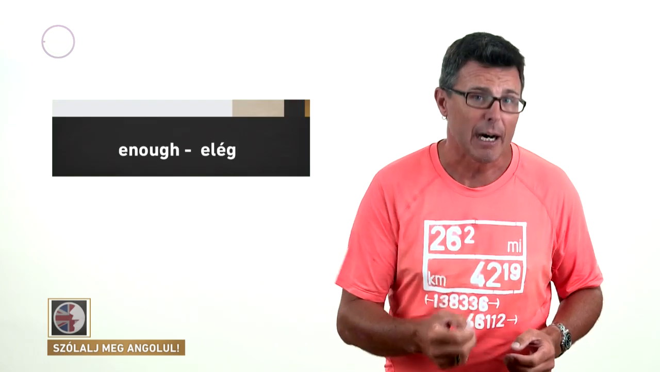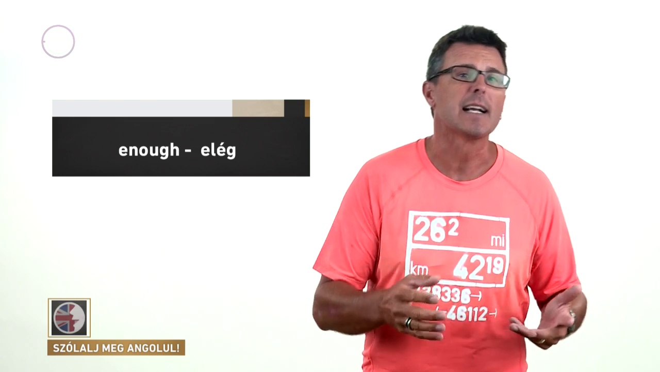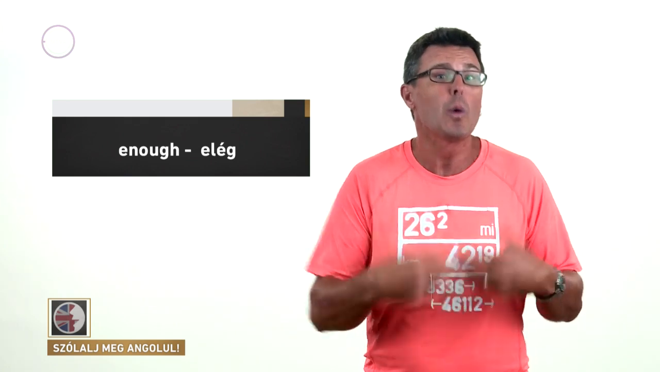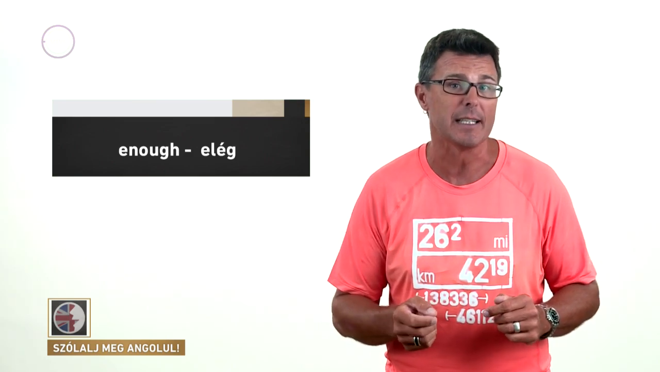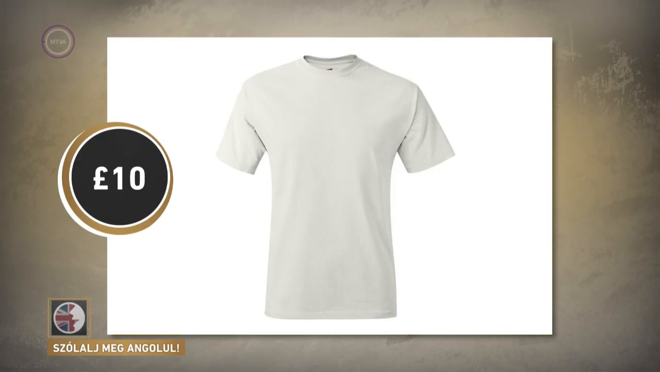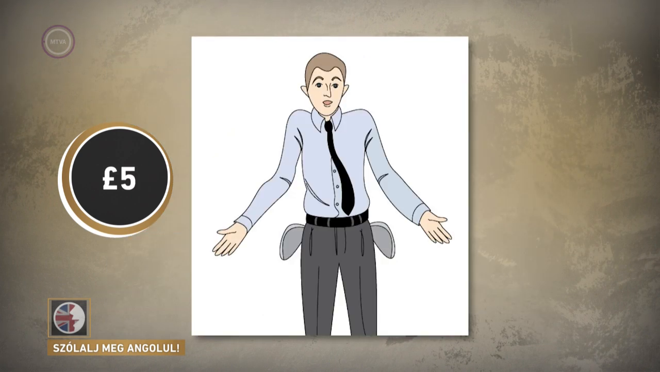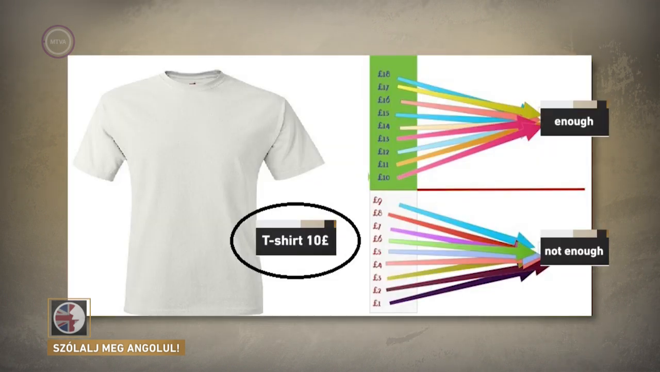Now, the word that we're going to concentrate on is the word enough. We use this word in English to talk about situations where we have as much as we need or where we don't have as much as we need. If a t-shirt costs £10 and I've got £5, then I don't have enough money to buy the t-shirt. If I have £10 or more, if I've got £11 or £12 or £2,341, then I've got enough money to buy the t-shirt.